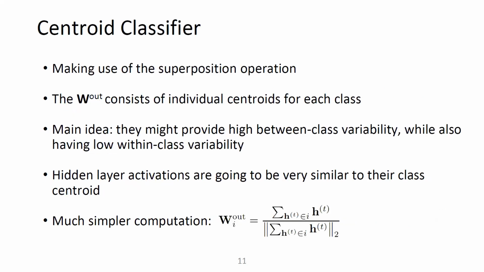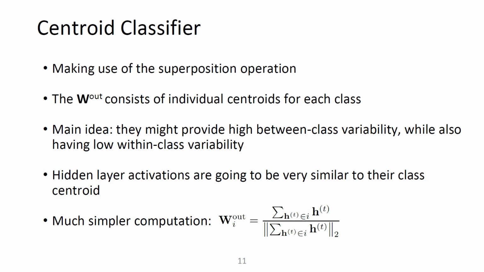On the other hand, we will make use of the superposition operation from the HDC world, and the classifier WOUT will consist of an individual centroid for each of the classes that need to be classified. The main idea is that these centroids that are representative of the individual classes might provide high between-class variability and low within-class variability. So in other words, they can be thought of as a good representative of each single class.